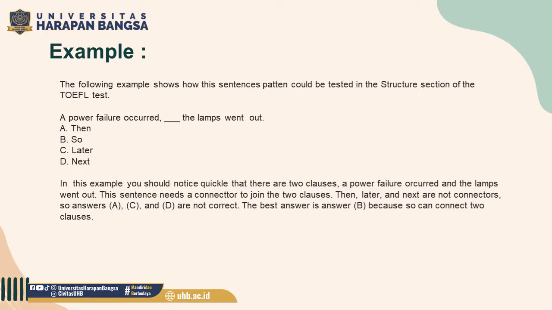A power failure occurred and the lamps went out. This sentence needs a connector to join the two clauses. Then, later and next are not connectors. So answers A, C, and D are not correct. The best answer is answer B, because so can connect two clauses. We read again, a power failure occurred, so the lamps went out.